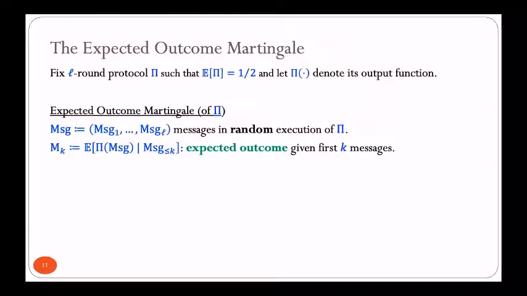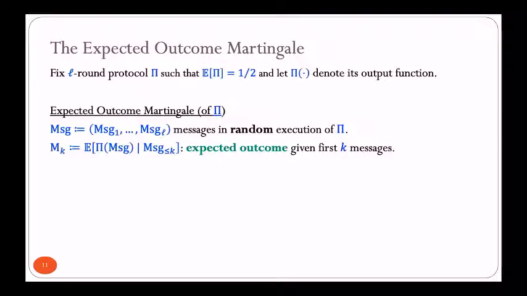Let's try and understand what this means. So let's take our history, the first k-1 messages. We're going to now sample a random continuation of the protocol and check its output. So we just take expectation over randomly continuing this protocol. So now we understand what the expected outcome martingale is.